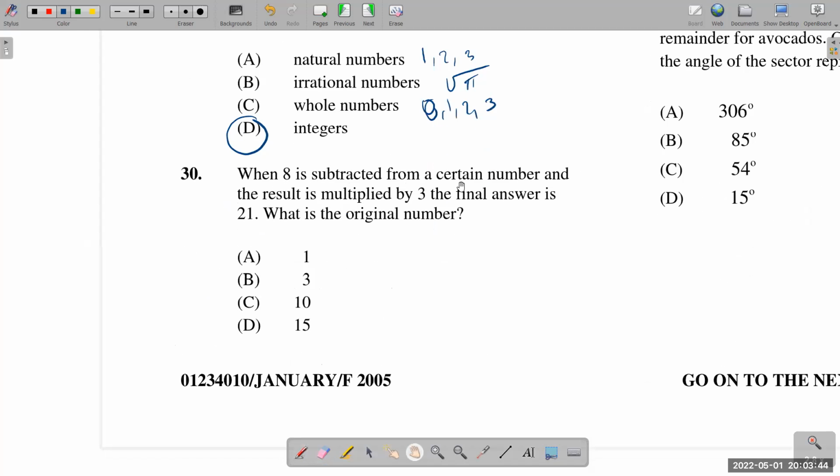When 8 is subtracted from a certain number and the result is multiplied by 3, the final answer is 21. What is the original number? You just write out your equation. You call the number X and you do everything to X. So when 8 is subtracted from a certain number, so X minus 8, and the result, that means whatever answer here, is multiplied by 3, the answer is 21. Everybody see that?